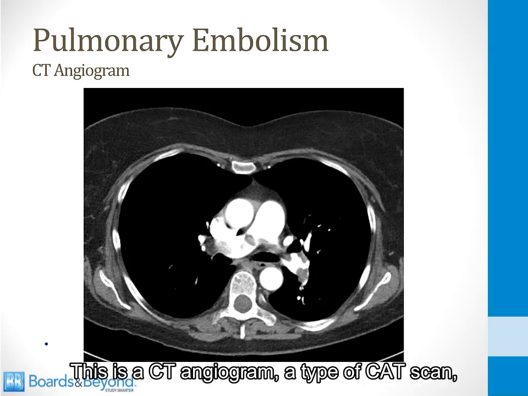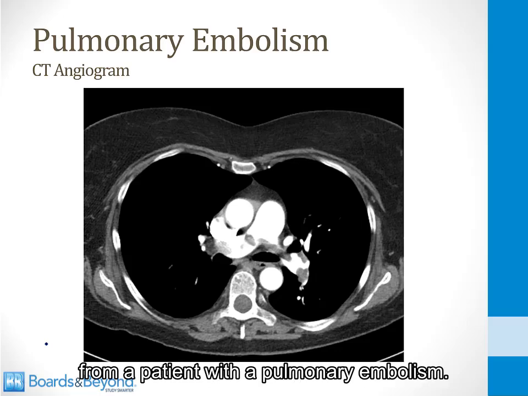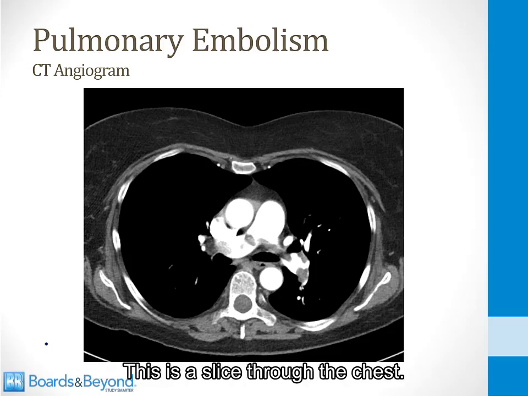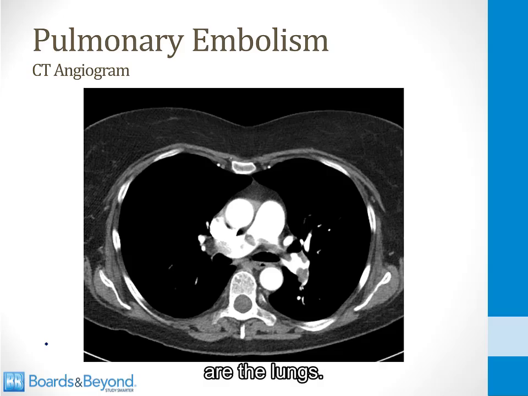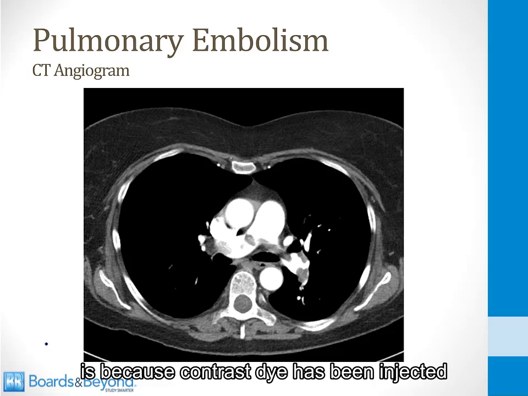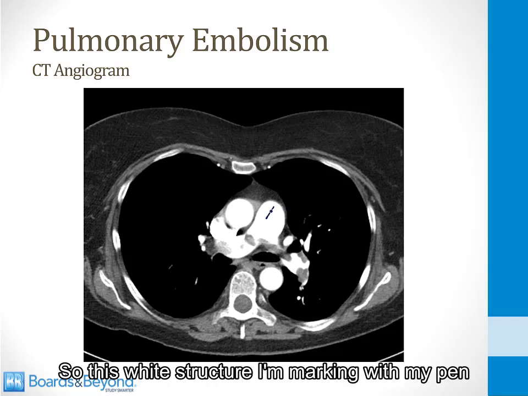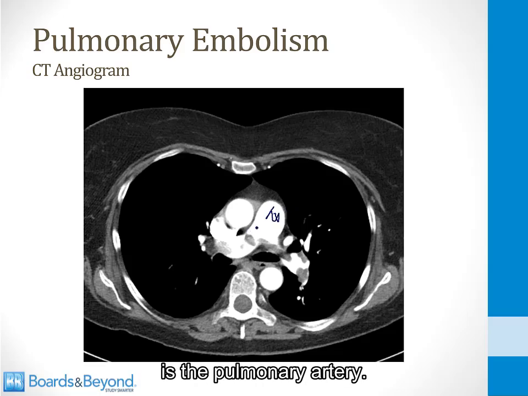This is a CT angiogram, a type of CAT scan, from a patient with a pulmonary embolism. This is a slice through the chest. The large black areas on both sides of the image are the lungs, and in the middle of the picture there are white structures. The reason they are white is because contrast dye has been injected into the venous system. So this white structure I'm marking with my pen is the pulmonary artery.